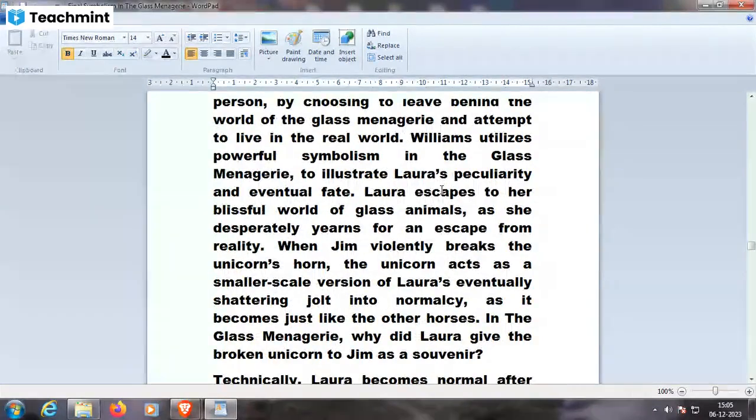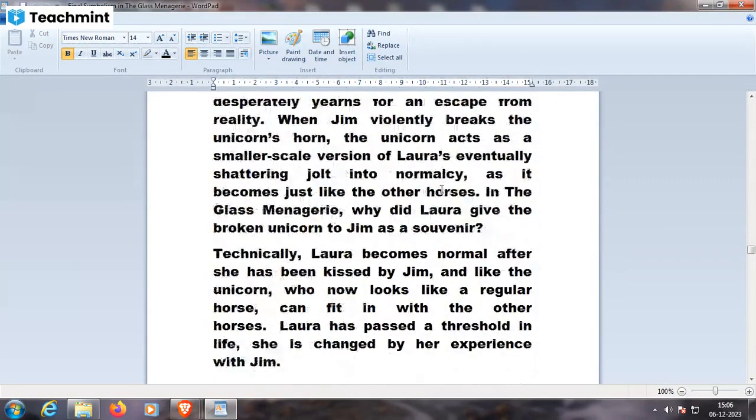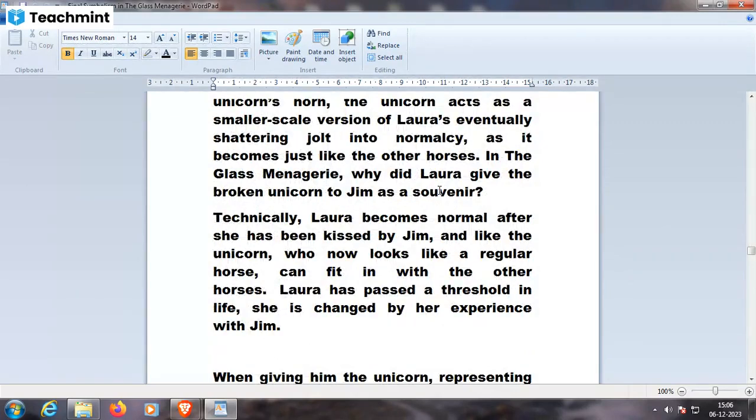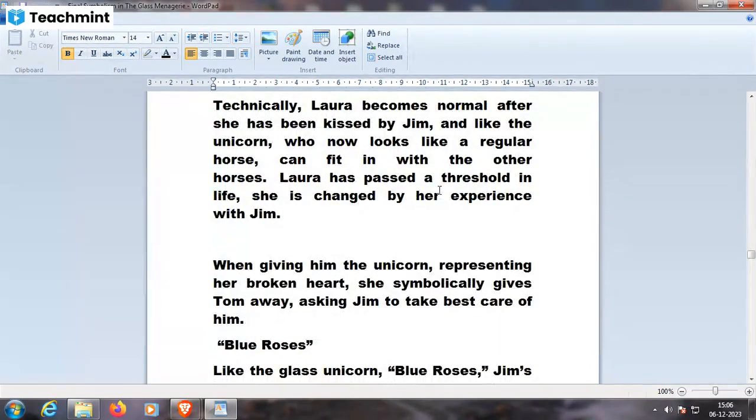In The Glass Menagerie, why did Laura give the broken unicorn to Jim as a souvenir? Is the question. Technically, Laura becomes normal after she has been kissed by Jim. Unlike the unicorn, who now looks like a regular horse and can fit in with the other horses, Laura has passed into a threshold in life. She's changed by her experience with Jim. In giving him the unicorn representing a broken heart, she symbolically gives her heart away, asking Jim to take best care of it. Blue roses, she says.